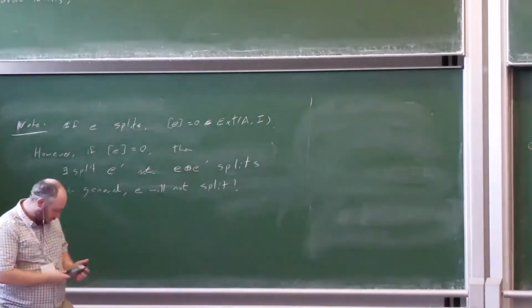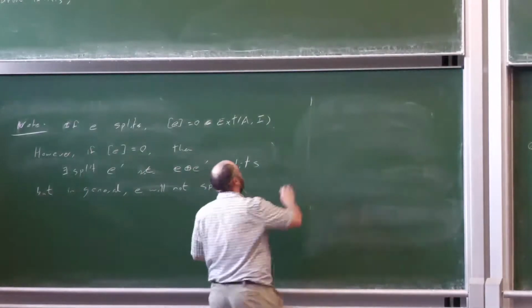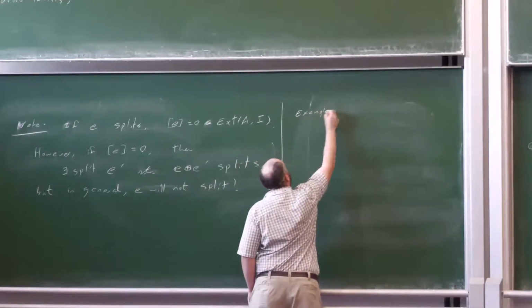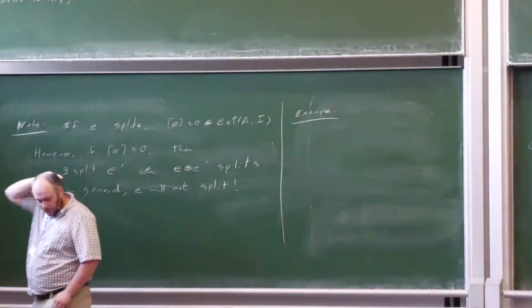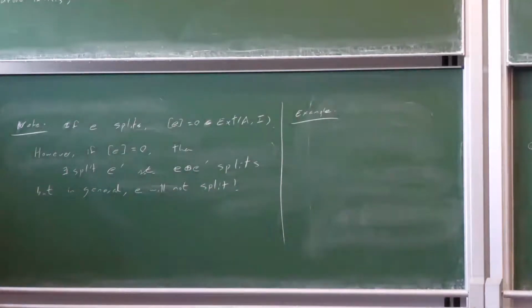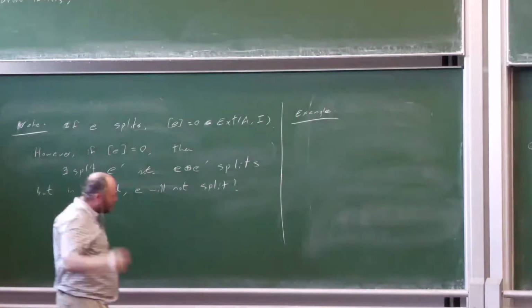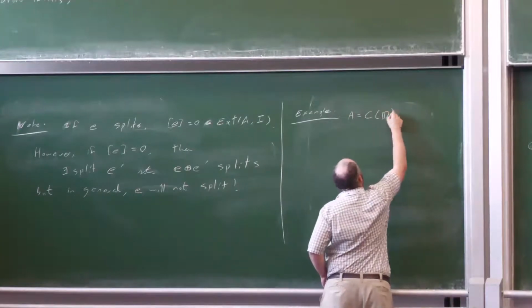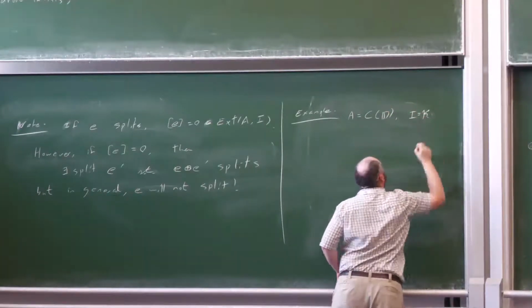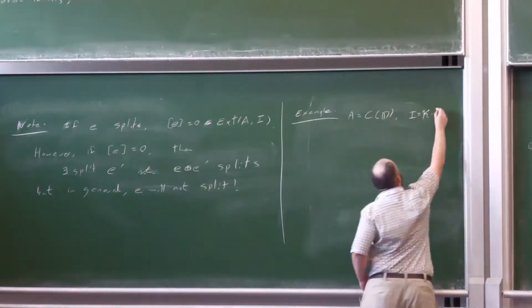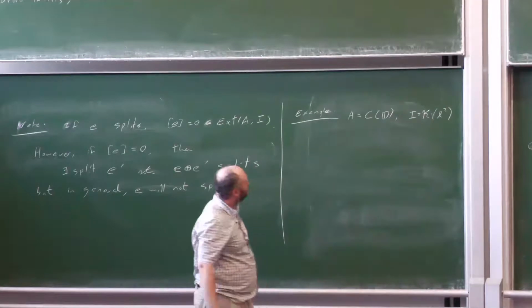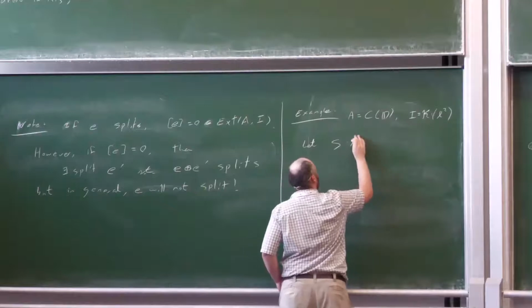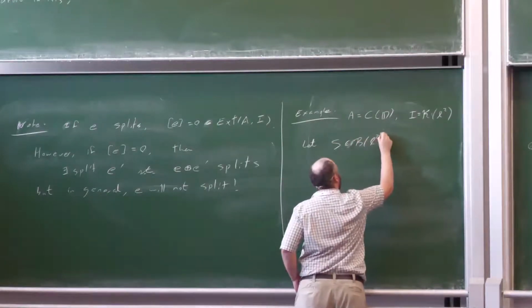Maybe before I go on, I think I have time for this. I want to give a very concrete example where this does fail, when I is the compacts even. So A is going to be the continuous functions on a closed disk, and I is the compact operators on, let's name the Hilbert space for once, H. Let S be the unilateral shift.